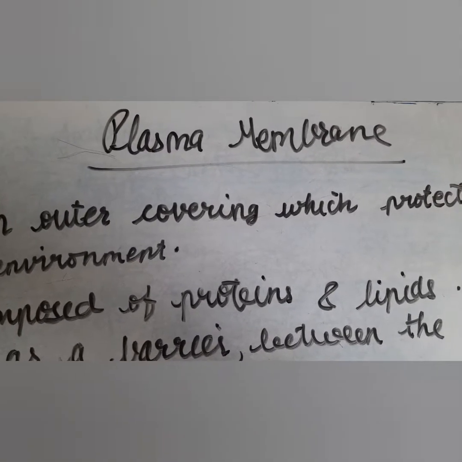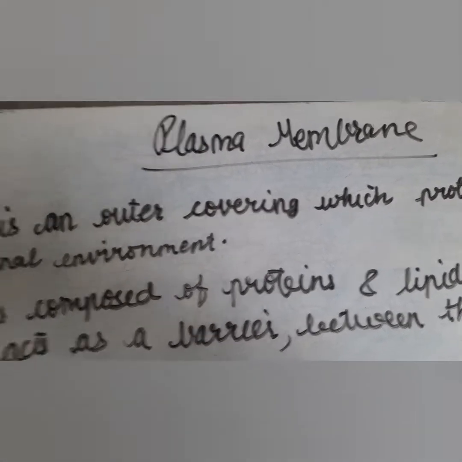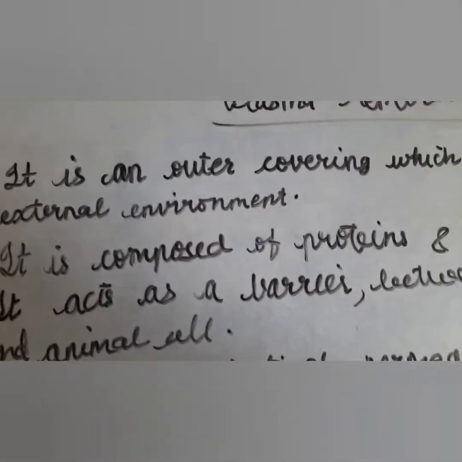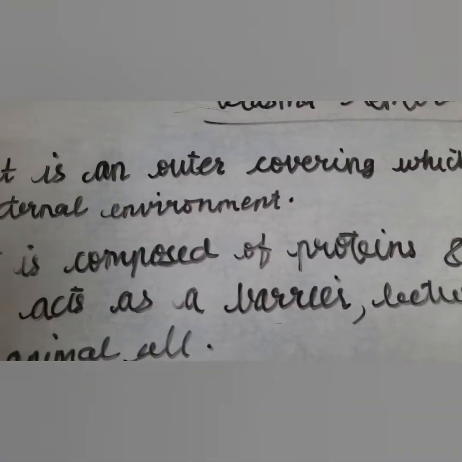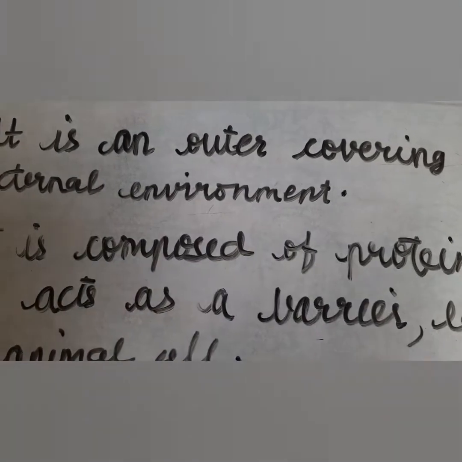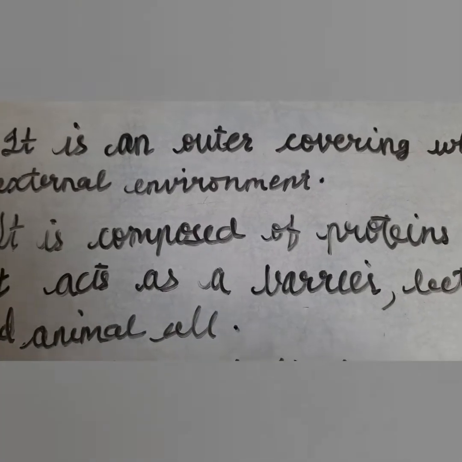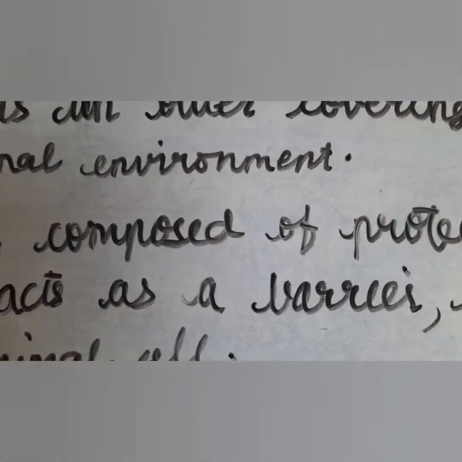So today I will explain the topic plasma membrane. When we hear the topic of plasma membrane, we will think what it is. It is an outer covering which protects the cell from external environment. In simple terms, it is a layer which protects the cell. It may be animal cell and plant cell. Plasma membrane means a layer that protects the cell.